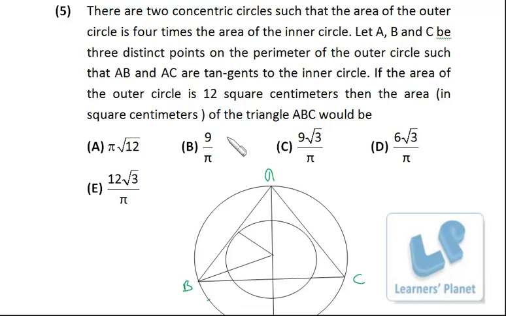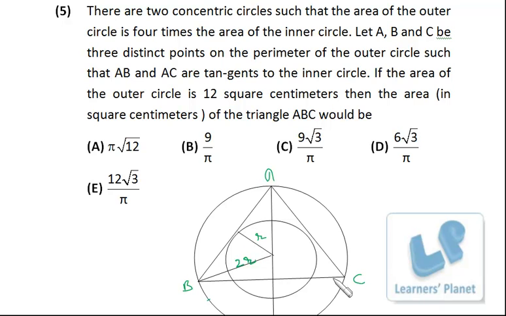The first thing is the area of the outer circle is 4 times the area of the inner circle. That means the radius is double. So I assume that the radius of this inner circle is R, then the radius of the outer circle must be 2R. So this figure is not given in the question. I have drawn it for you. You have to draw this figure on your own in your exam, right?